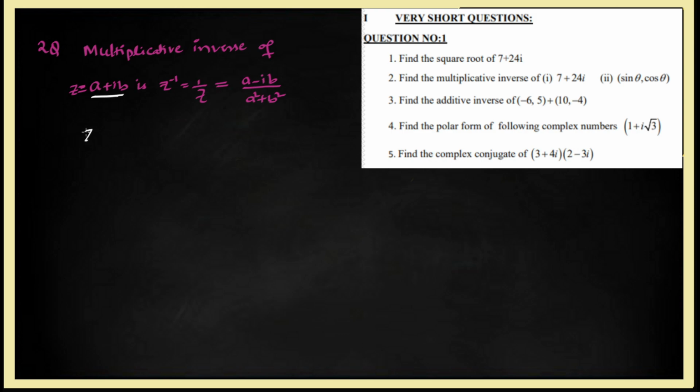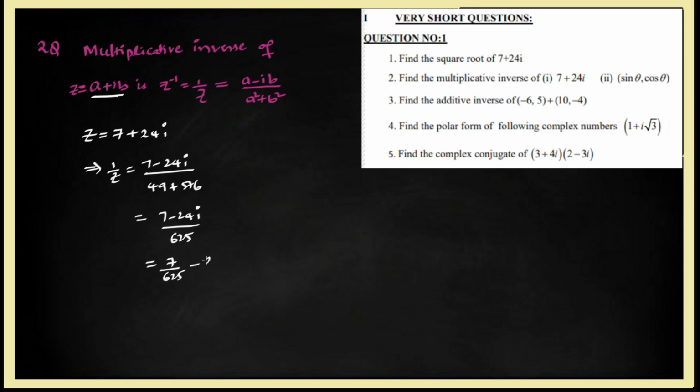So the given complex number is 7 plus 24i. Its multiplicative inverse, that is 1 by z, the formula is a minus ib, so 7 minus 24i, a square, 7 sevens are 49, plus b square, 24 square is 576. So 7 minus 24i over a square plus b square, that is 49 plus 576 is 625. Or we can write 7 by 625 minus 24 by 625 i. Okay, second bit also is there.